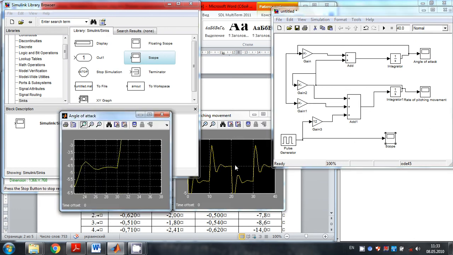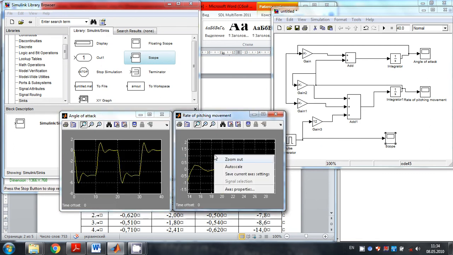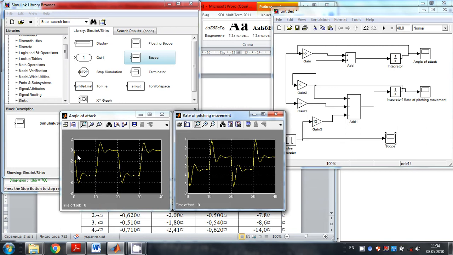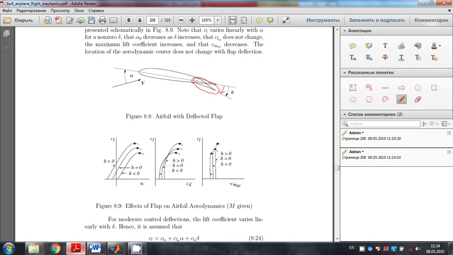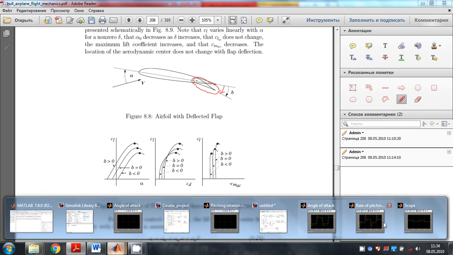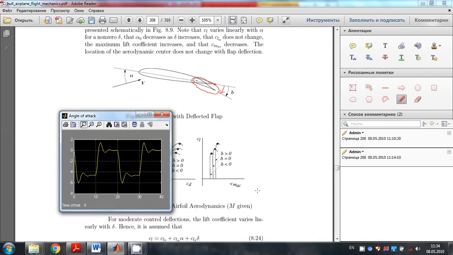Now, let's take a look at these two outputs. Let's auto scale. So what happens to the angle of attack? As the elevator deflects, the angle of attack starts rising, which is obvious, right? From this picture, we can see that as the elevator deflects, something is happening to the angle of attack. The angle of attack starts decreasing. We can see this in the angle of attack oscillogram. And then what happens? The angle of attack reaches its maximum value, but then it starts increasing again. And there is this oscillating movement until the angle of attack reaches some stable value.